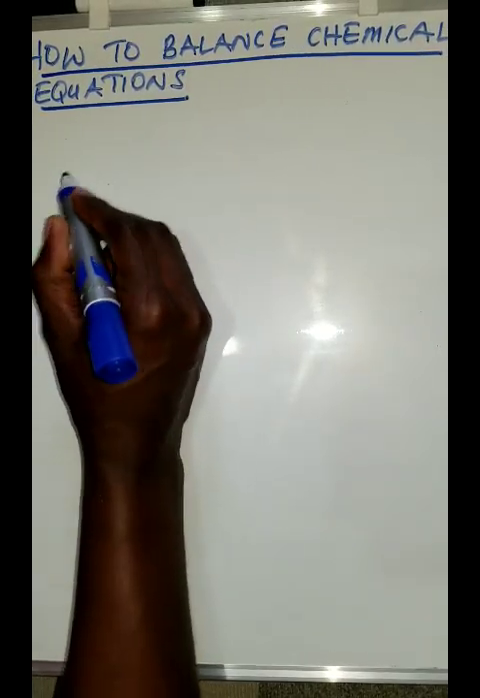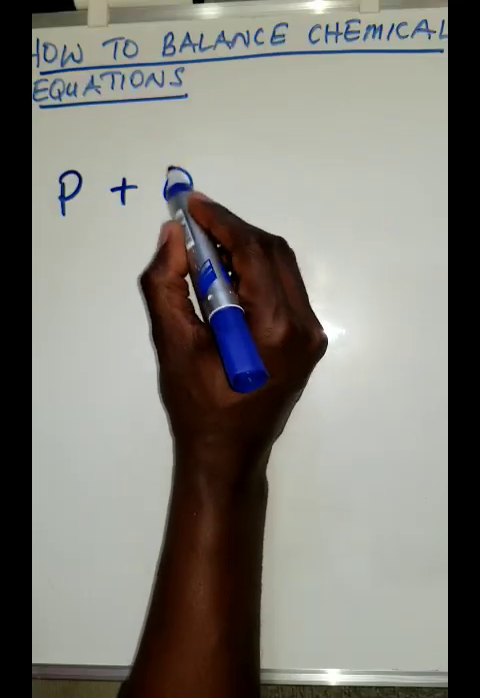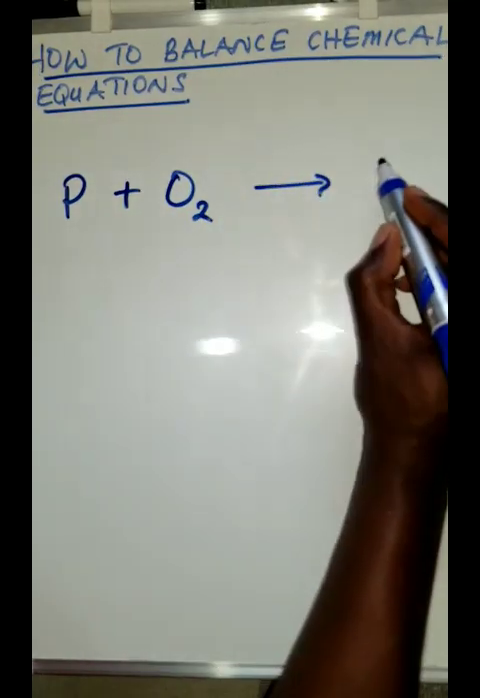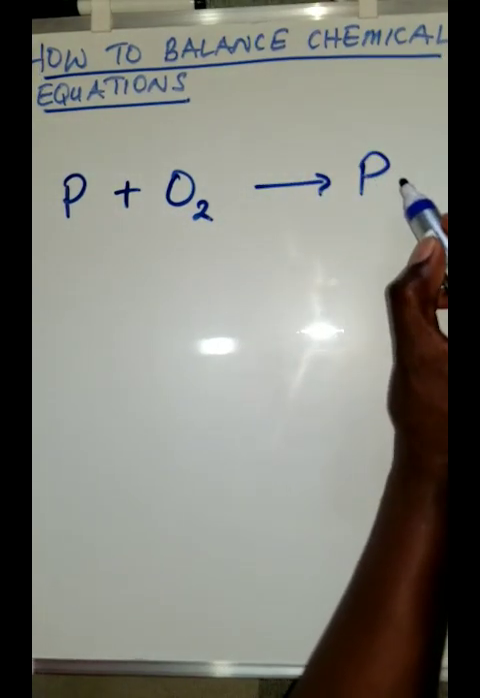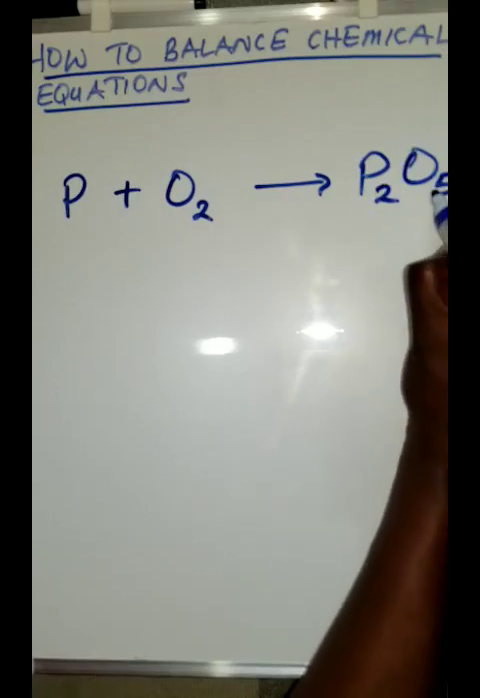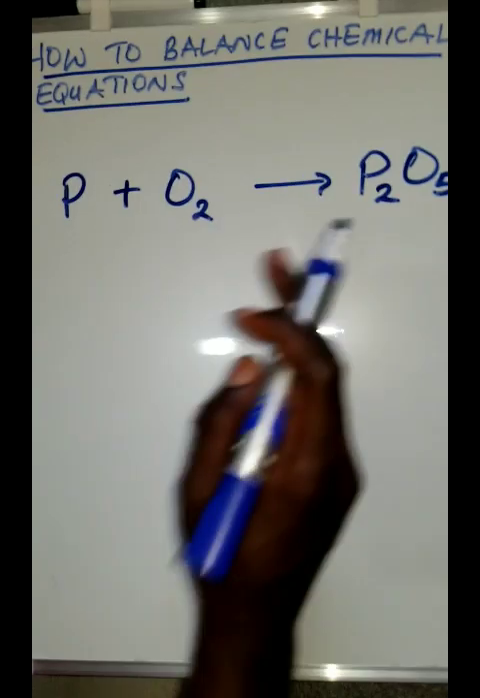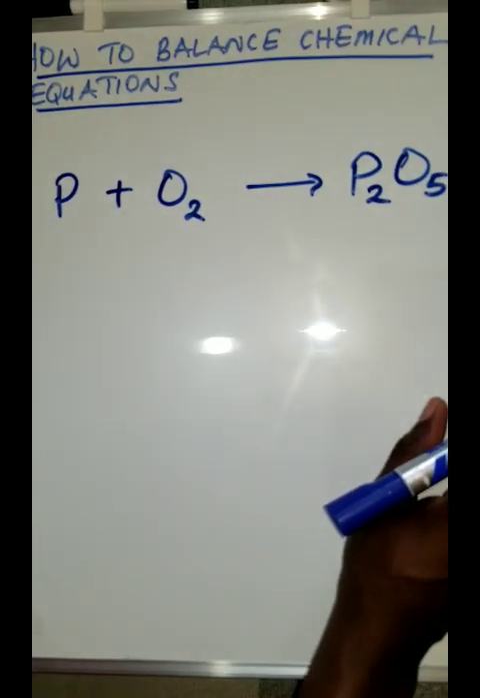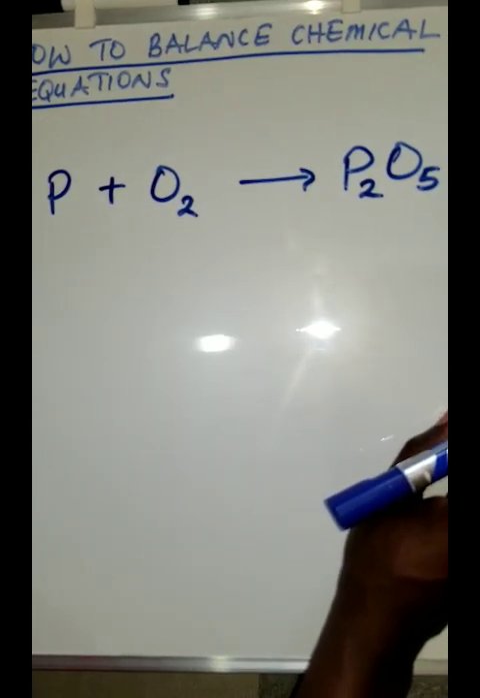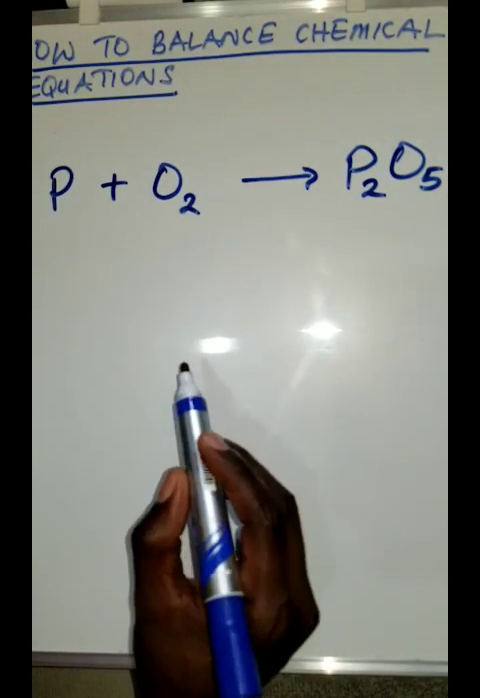In this case, you have got phosphorus reacting with oxygen to produce what we are calling as being phosphorus 5 oxide. So that is what we mean. So this is what you're having there. So let's try to see if you're able to balance. You can still pause the video and try to see if you're actually able to balance up.